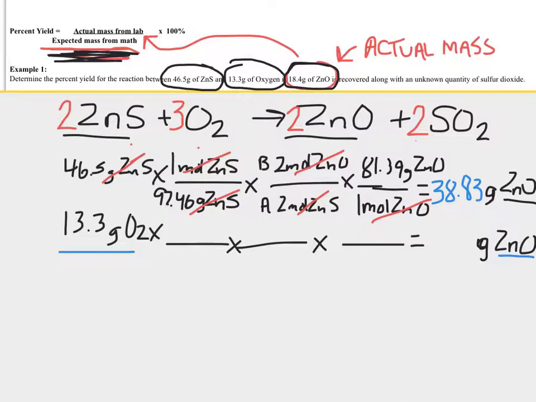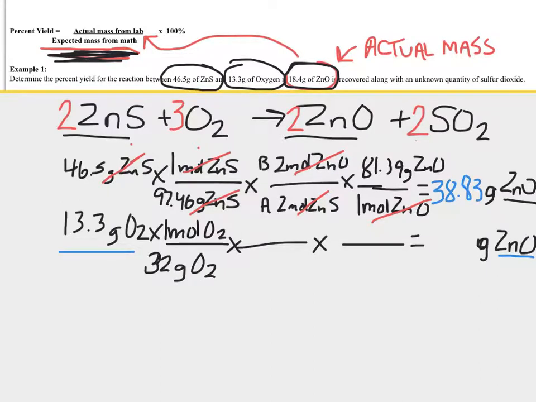When we know which one produces the least amount, then we know which is the limiting reactant, which will tell us how much of the product will actually be formed according to the math. So let's do that. If I'm going to end up converting my oxygen into moles, I need to divide by the mass of 2 oxygens, which is 32 grams of oxygen.